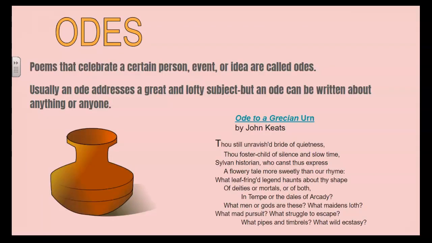Or you could write an ode, which is basically a celebration to a certain person, event, or idea. We had the Grand Excursion happen here in the Wabasha area in history. You could read about it down at the riverfront, but you can write an ode to the Grand Excursion and talk about what happened during that time in history. Ode to a Grecian Urn, John Keats. He has a little bit of a rhyme scheme in there, but you don't necessarily need to have a rhyme scheme in odes if you don't want to.